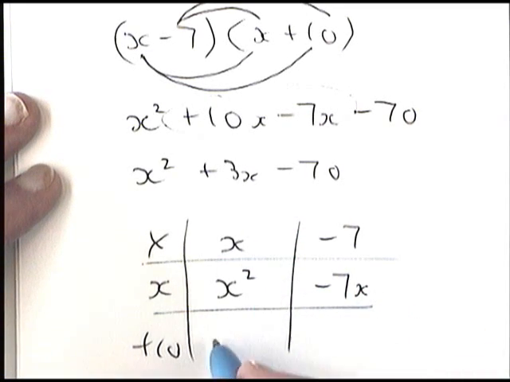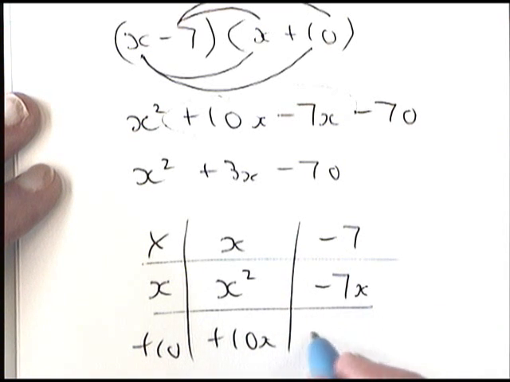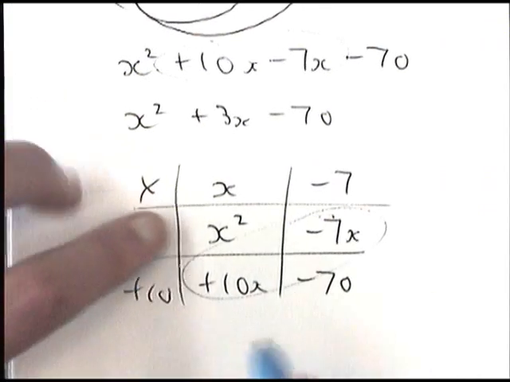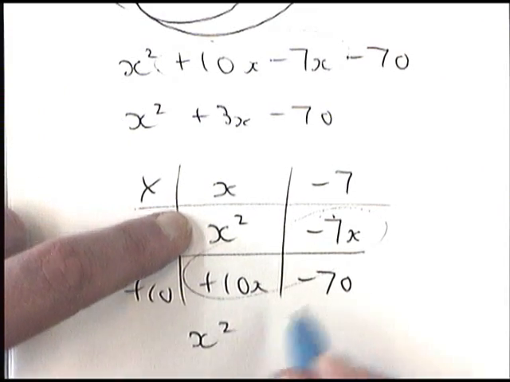Plus 10 times by x is plus 10x. Plus 10 times by minus 7 is minus 70. And those two bits there we can combine together because they're both x bits. So my answer are x squared.